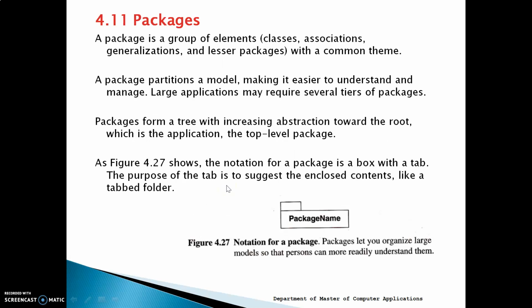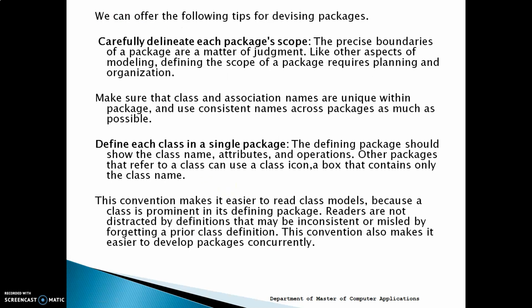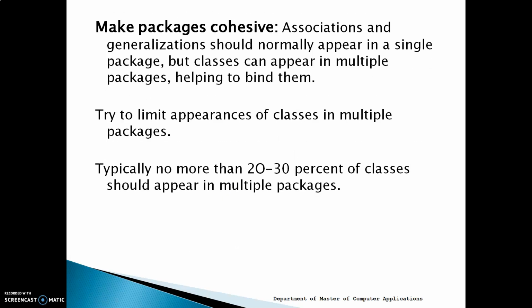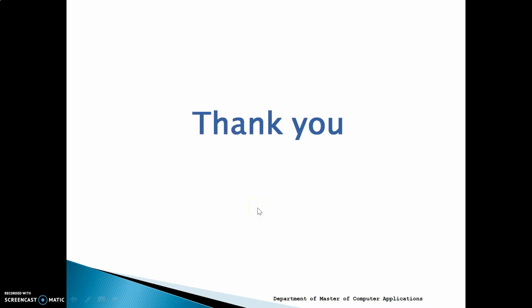So packages, this is a UML notation. These are a few things that you need to keep in mind. Make packages cohesive. Associations and generalizations should normally appear in a single package, but classes can appear in multiple packages, helping to bind them. Try to limit appearances of classes in multiple packages. Typically, no more than 20 to 30% of classes should appear in multiple packages, right? So this is another tip when you're trying to make a package.